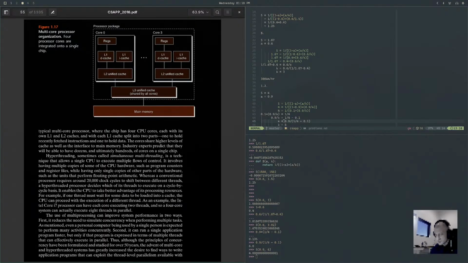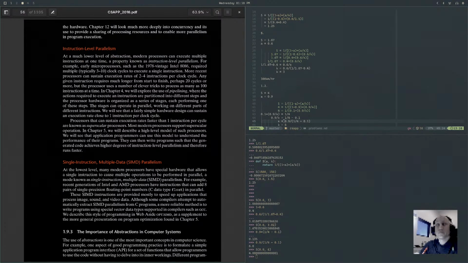Second, it can run a single application program faster, but only if that program is expressed in terms of multiple threads that can effectively execute in parallel. Thus, although the principles of concurrency have been formulated and studied for over 50 years, the advent of multi-core and hyper-threaded systems has greatly increased the desire to find ways to write application programs that can exploit the thread-level parallelism available within the hardware.